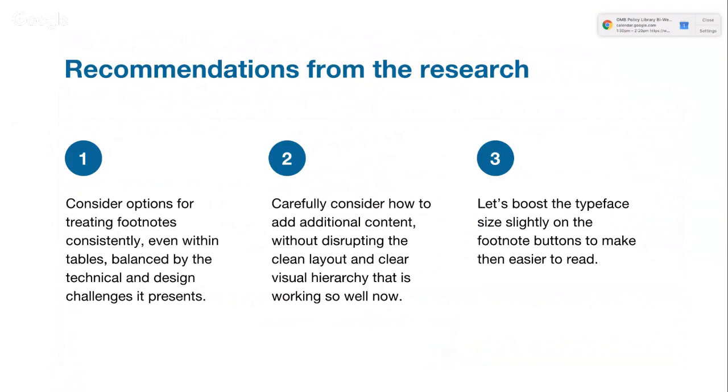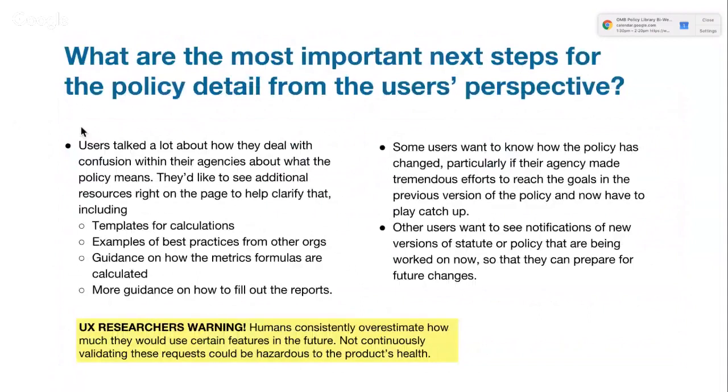I forgot to point out, this is the UX researcher's warning. Humans are really, really bad at predicting what they're going to use in the future. So we want to continuously validate as we pursue any of these things. Not to say that they're not going to be helpful, but we just want to constantly be checking in.